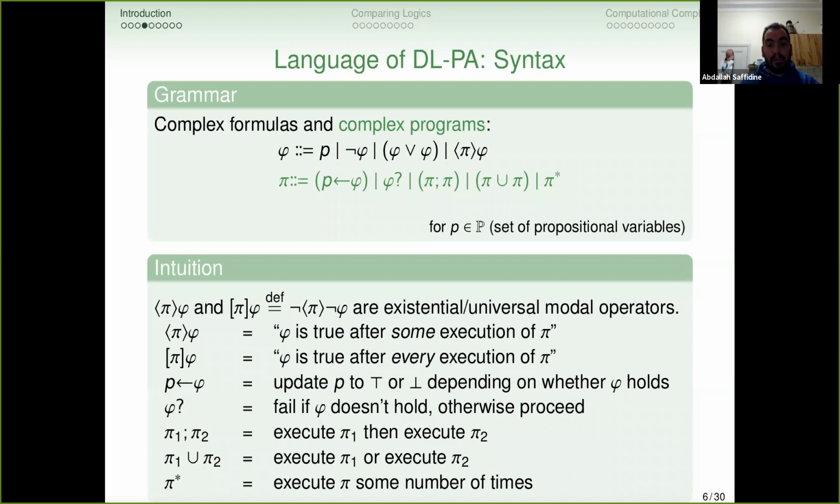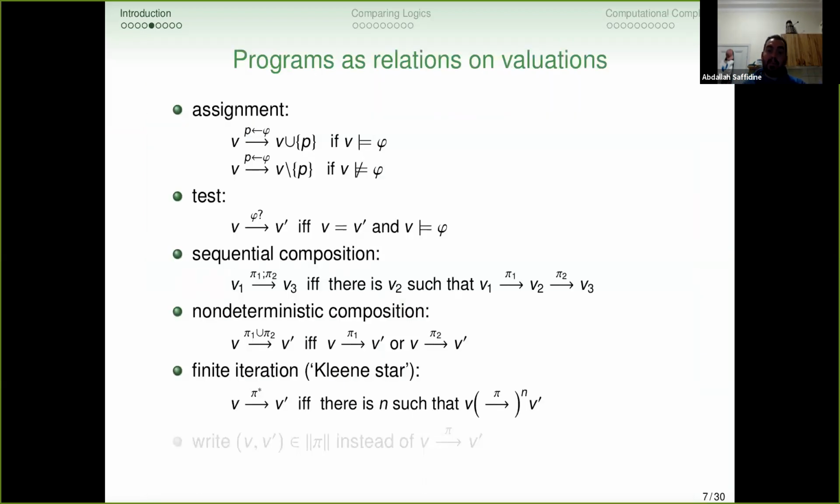Now let's go to a bit of formal definitions. First, one way of looking at programs is to see them as a relation on evaluations. So take evaluation V, a set of atoms, and we'll look at the program P receives phi, so an assignment. The evaluation V will be in relation with the evaluation V union P through the program P receives phi if phi is satisfied by the evaluation V. If phi does not hold, then V will be in a relation with V minus P. So that's how we update the evaluation, how we change it based on the evaluation of the formula.